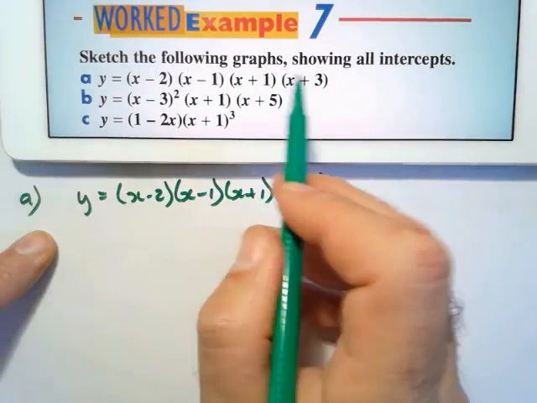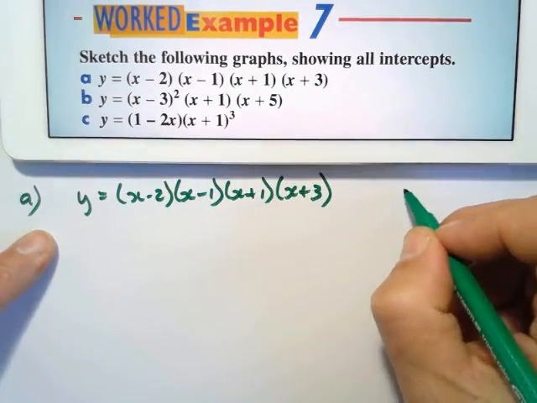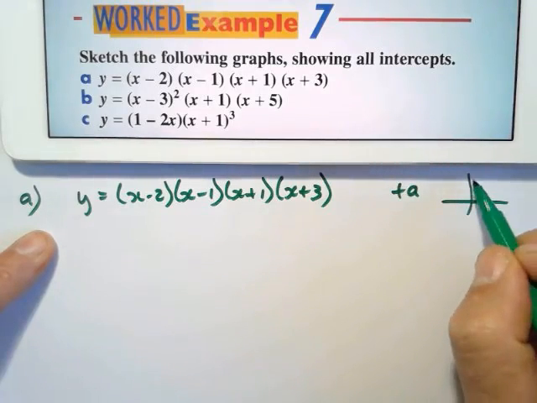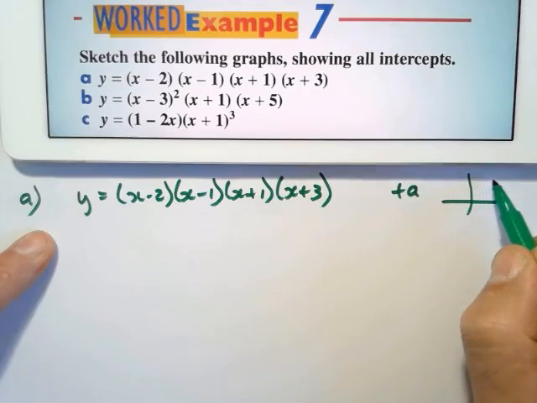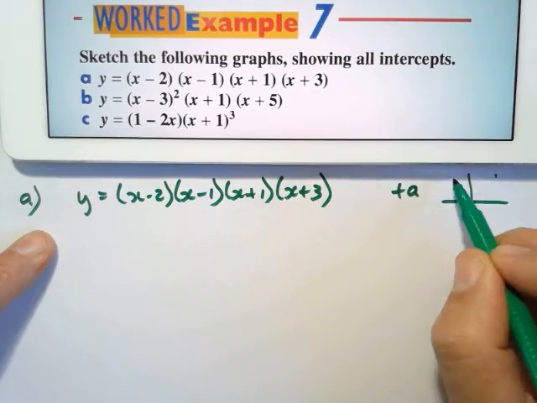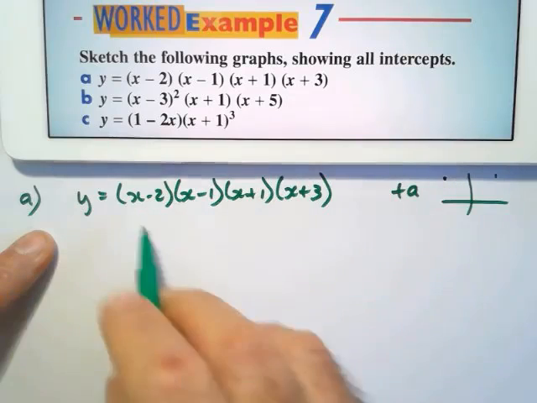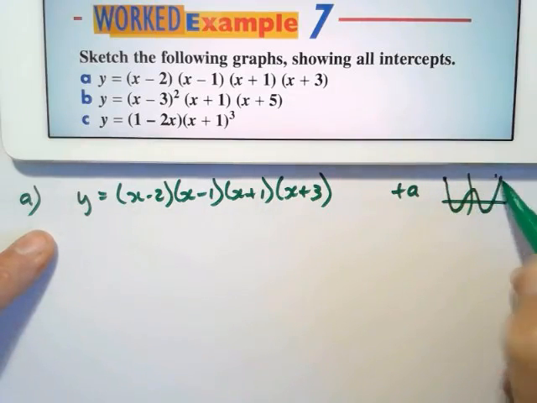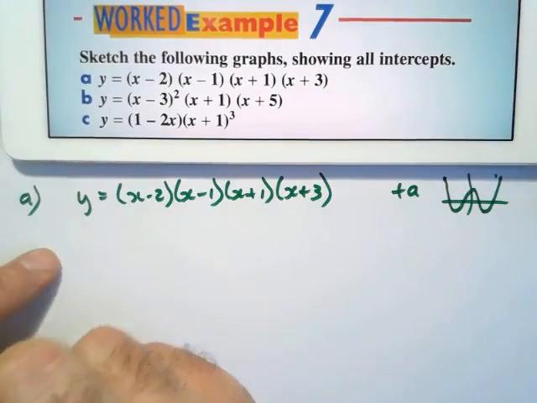x times x times x times x is all positive, so positive A, which means if I draw my graph, it finishes and ends where y is positive. So it's there and there, so it's going to be 1, 2, 3, 4 of them. So that's the shape of it.